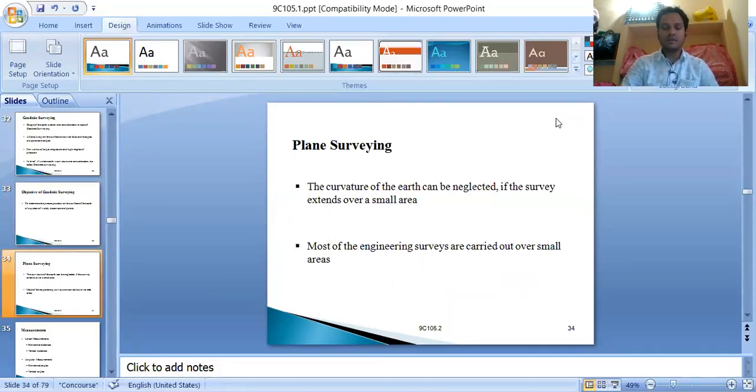Whereas in plane surveying, the curvature of the earth is neglected. So it extends over a small area. So when we are doing a survey in small areas where we can neglect the curvature of the earth, it is called plane surveying. Most of the engineering surveys are carried out over small areas. Therefore, we will use plane surveying in this type.